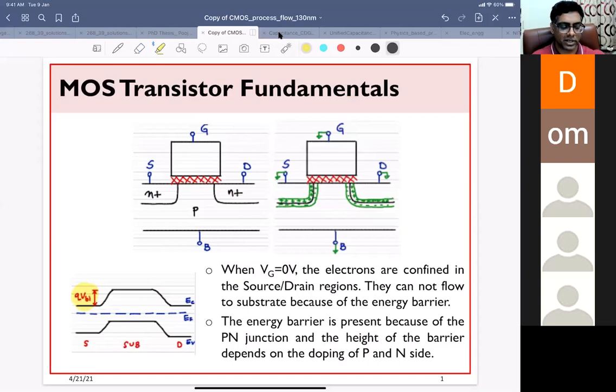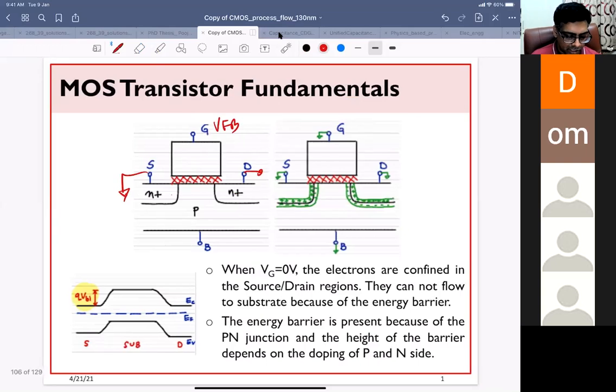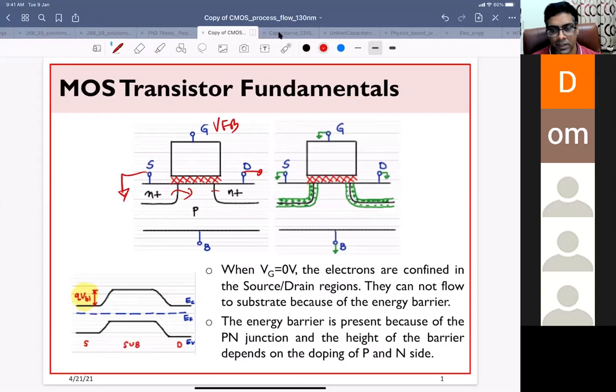So let's say your gate voltage is your flat band voltage, right? Even if I give some voltage difference between source and drain, there will be no electron flowing, right? Because your electrons cannot go from source to the substrate. Electrons cannot go from N plus to P region because there is a barrier, right?